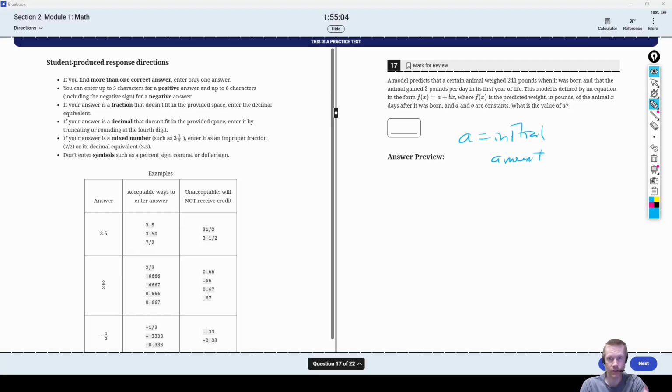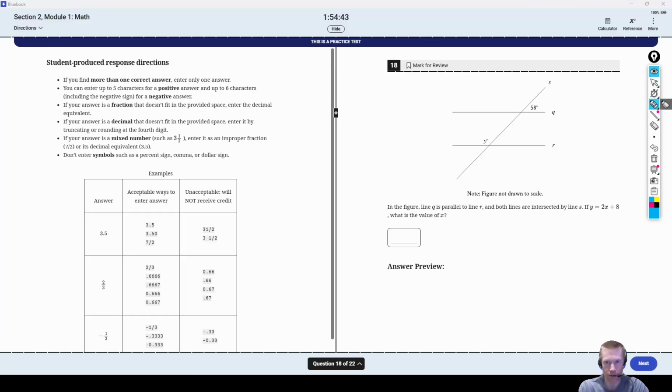Well, when x is equal to 0, that would mean it's basically at birth. It's 0 days after it was born. So what was its weight when it was born, 0 days after birth? Well, it's just 241. That's it. You don't need to do any actual calculations. It's really just a linear function interpretation problem.